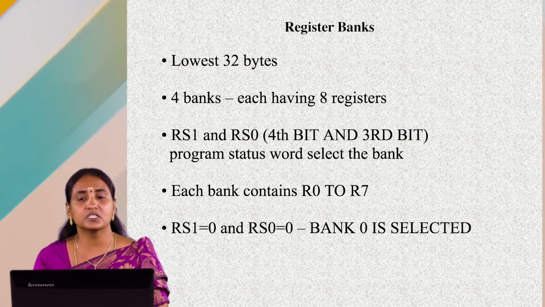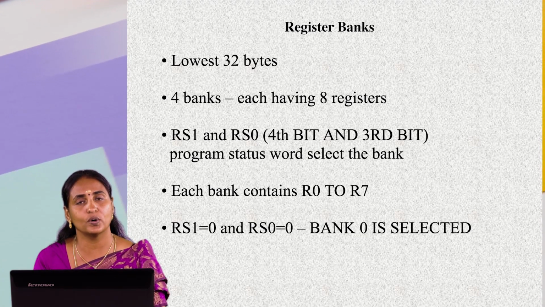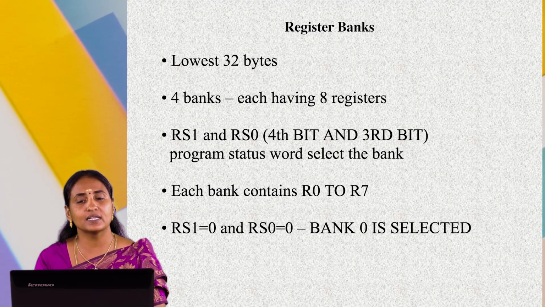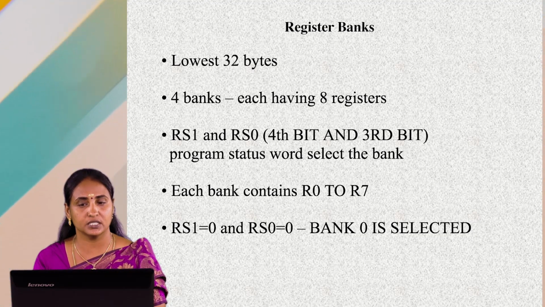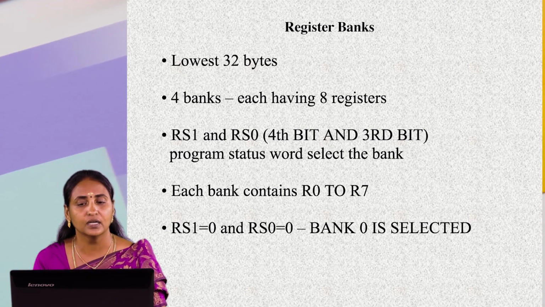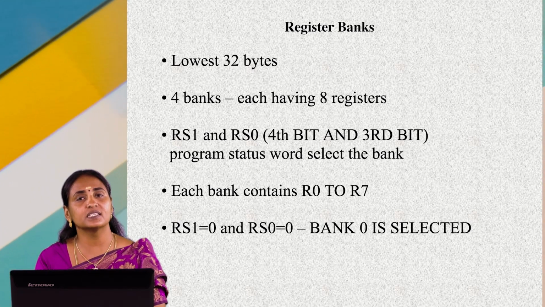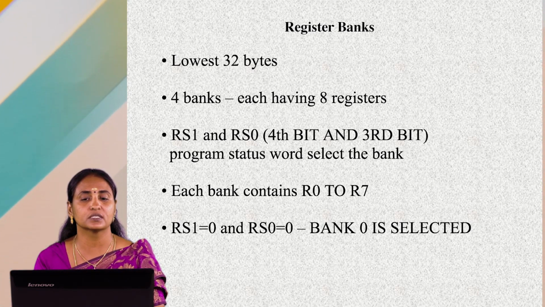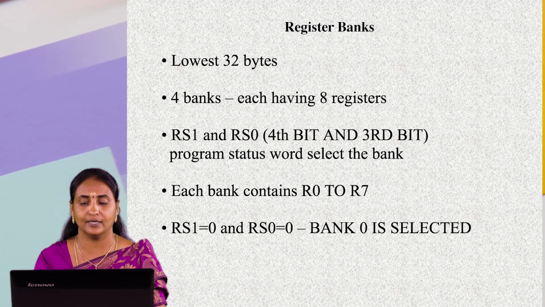Next one, register banks. In total they take the lowest 32 bytes. There are 4 banks available, and each bank has 8 registers. RS1 and RS0, the 4th bit and 3rd bit of the program status word, select the bank. Each bank contains R0 to R7 registers. These registers are called working registers. When RS1 equals 0 and RS0 equals 0, bank 0 is selected.